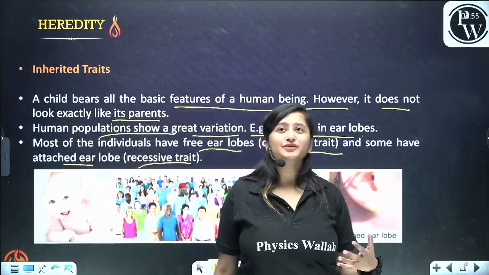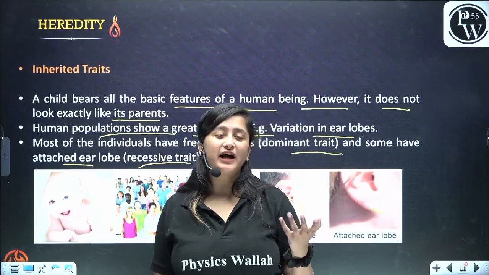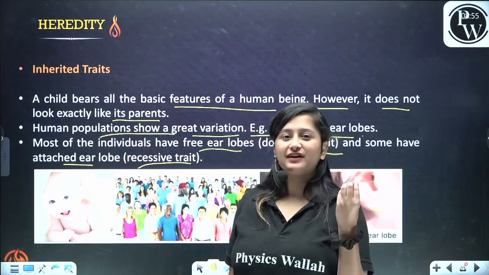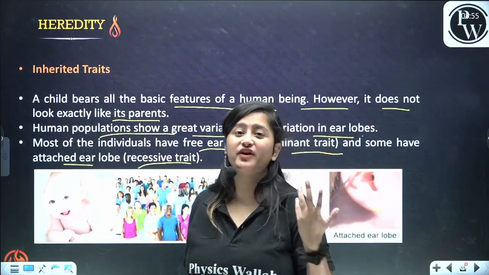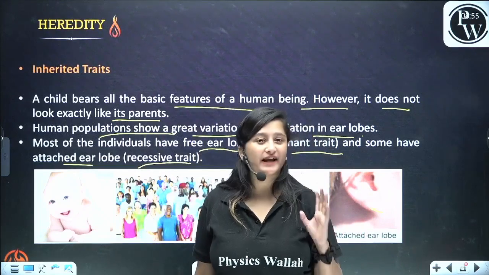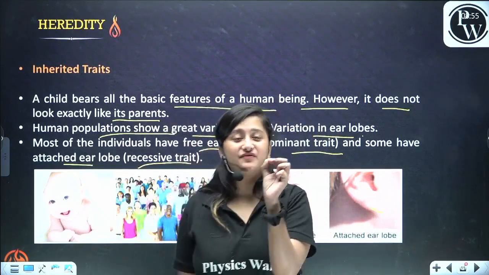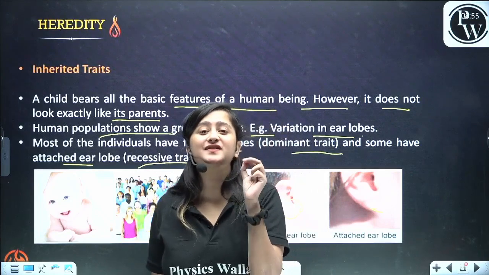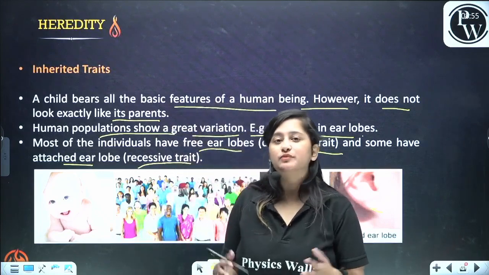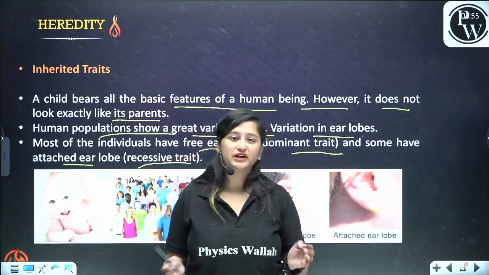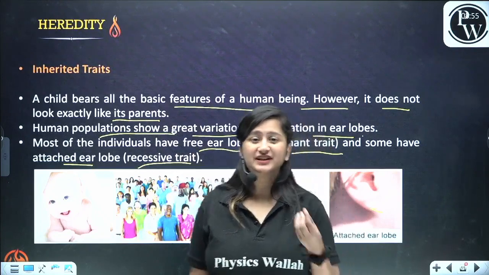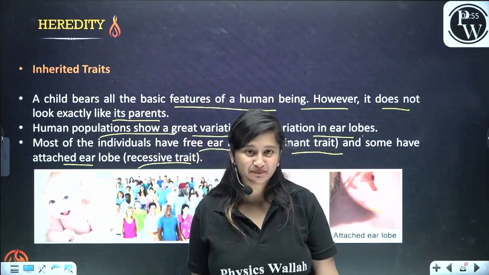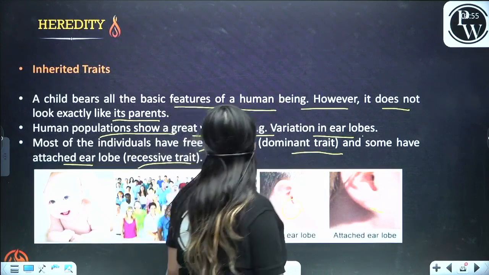Some of you have observed eye color. Some people have light blue eyes, just like Aishwarya Rai. She has beautiful eyes, but that trait is very rare, which means it is a recessive trait. Most people have black eyes. That is a dominant trait because it expresses itself more readily. Right? So let's move forward.